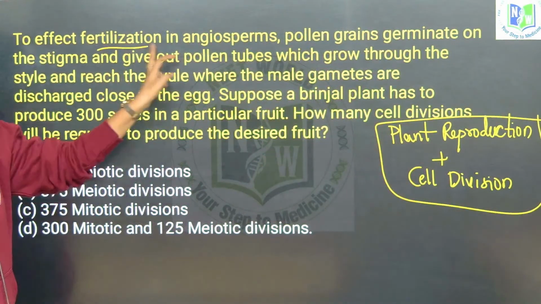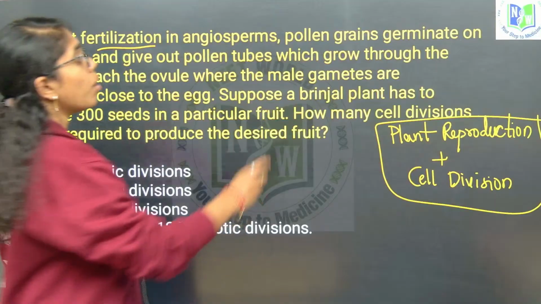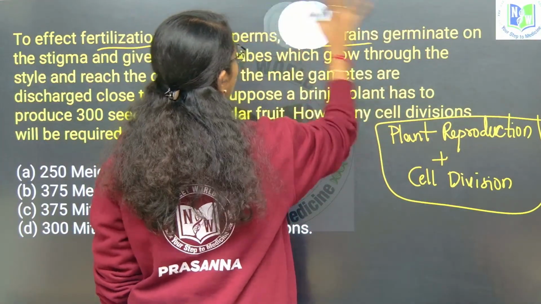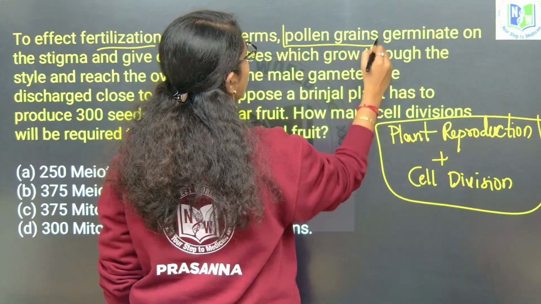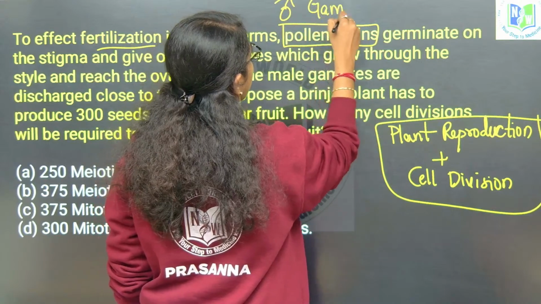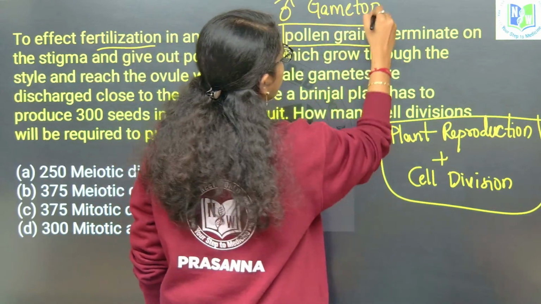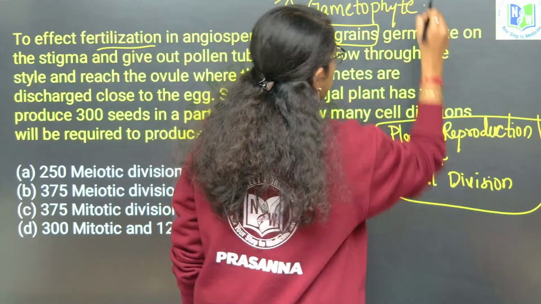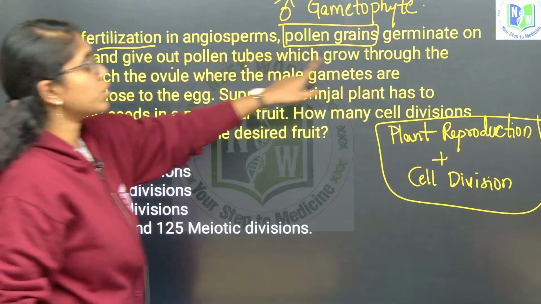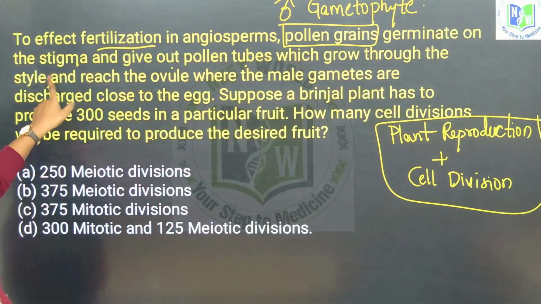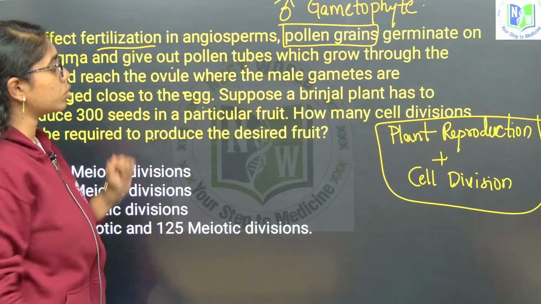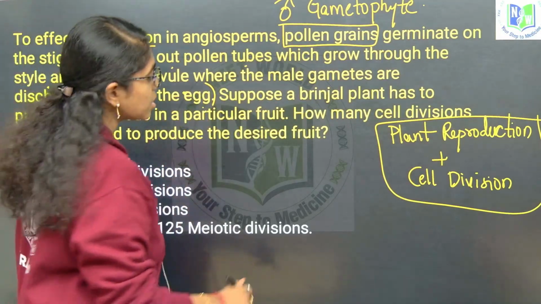To affect fertilization in angiosperms, pollen grains, which are male gametophytes, will germinate on the stigma and give out pollen tubes which grow through the style and reach the ovule, where the male gametes are discharged close to the egg. So, what is this phenomenon?